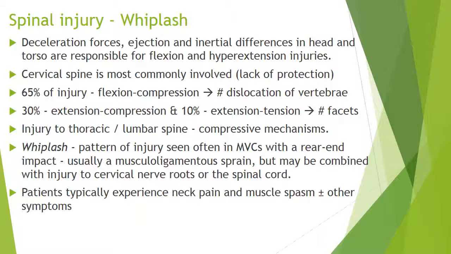65% of the time there is a flexion compression mechanism, which leads to fracture dislocation of the vertebrae. 30% of the time there could be an extension compression, which leads to fracture of the facets. So just by looking at the fracture mechanism, one can realize whether it was a flexion or an extension injury. Injury to the thoracic and lumbar spine is usually by a compressive mechanism. The whiplash injury is ideally seen during a rear end impact, where it can involve a muscular ligamentous sprain, and this is combined with injury to the cervical nerve roots or the spinal cord.